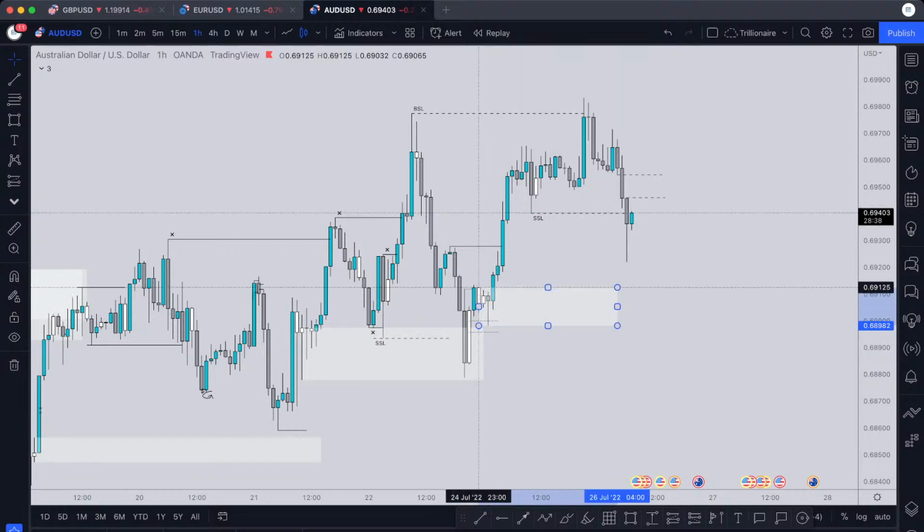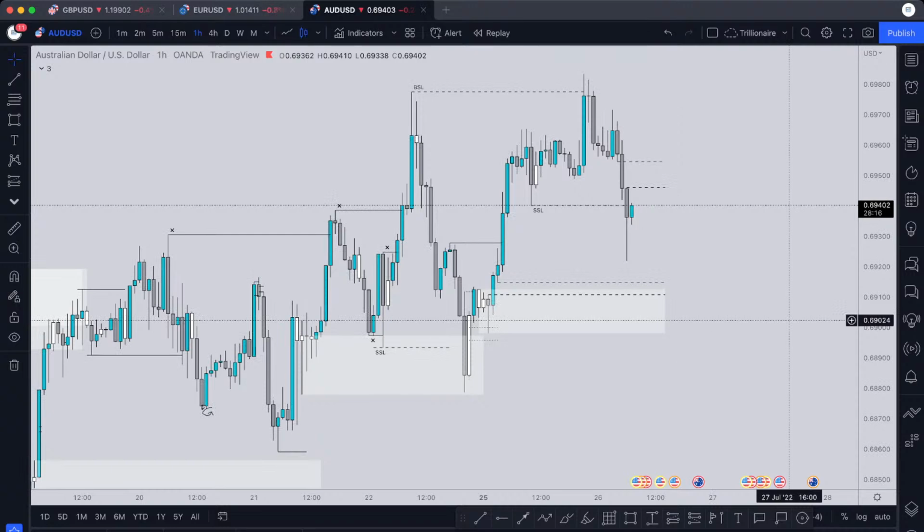We have demand down here within this region. Also a little bit of imbalance resting here. Not bad. Essentially I'll be waiting for price to tap inside of these zones, and then once price mitigates these zones, then we look for other criteria to take place.